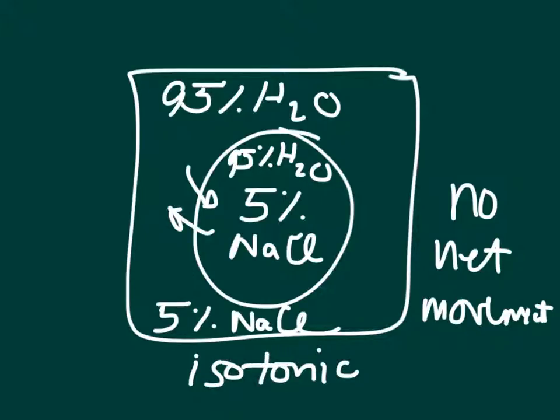Tonicity is the word we refer to when we talk about the concentration of salt. Iso is just like your isosceles triangle. What makes an isosceles triangle special? Sides are equal, right? Iso means same. So here, the same concentration of solute is isotonic. Make sense? No net movement because concentration inside, outside, they're the same.